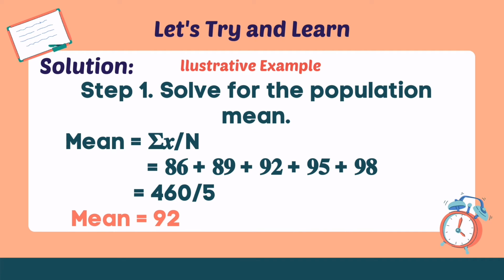Step number 1. Solve for the population mean. We all know that we can solve for the population mean by getting the sum of all the values of x divided by the total number of the population. So to solve, we have mu is equal to the summation of x over N. So we have 86 plus 89 plus 92 plus 95 plus 98 all over 5. The sum of all the numbers is equal to 460 divided by 5. That is equal to 92. So our population mean mu is equal to 92.